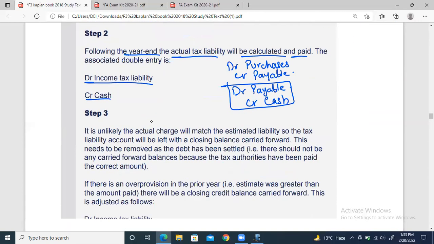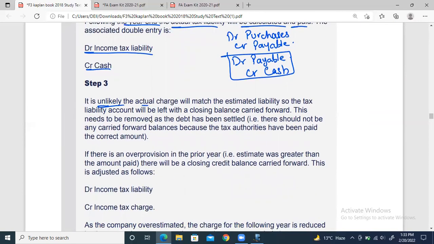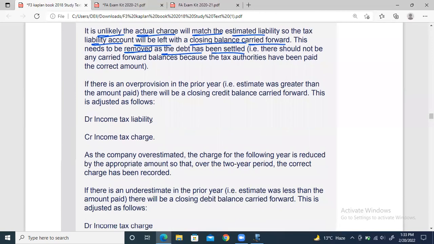It is unlikely the actual charge will match the estimated liability, obviously, because an estimate is an uncertain amount. It is just an assumption, it's not actual, right? So the actual amount can differ from the estimated liability. So the tax liability account will be left with a closing balance carried forward. This needs to be removed as the debt has been settled, obviously. These two things are called over provision and under provision, which we are discussing right now.